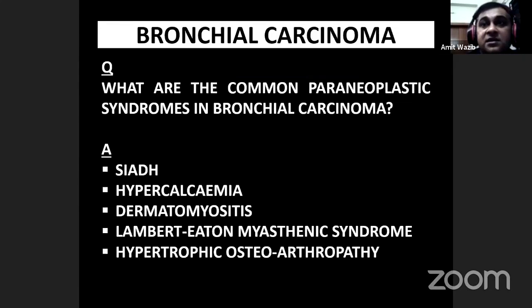Another one is neurological, that is Lambert-Eaton myasthenic syndrome. This is a neuromuscular junctional disorder similar to myasthenia gravis. Another one is dermatomyositis and polymyositis. These are inflammatory myopathies often associated with bronchial carcinoma. And finally, hypertrophic osteoarthropathy. This is a painful lesion in the distal parts of the limbs, affecting the distal parts of the bones of the limbs.